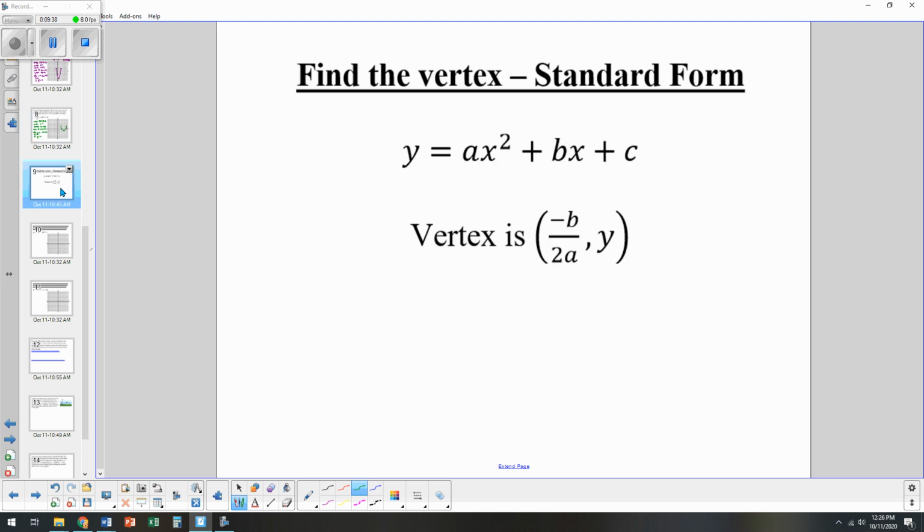Our last kind of form is standard form, and this is the one that does take the most work. So standard form, right, ax squared plus bx plus c. We're going to take the opposite value of b over 2a, and that's the x value of our vertex, and then we still have to plug it back in to find y.